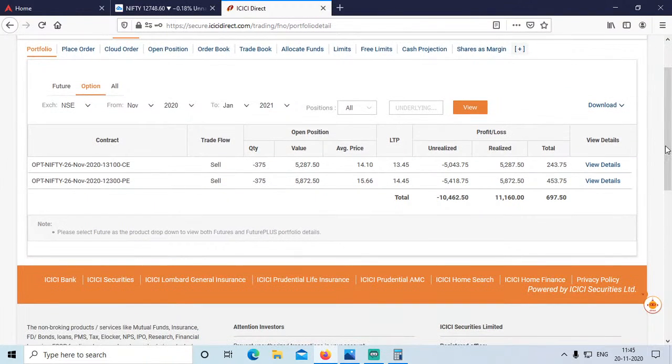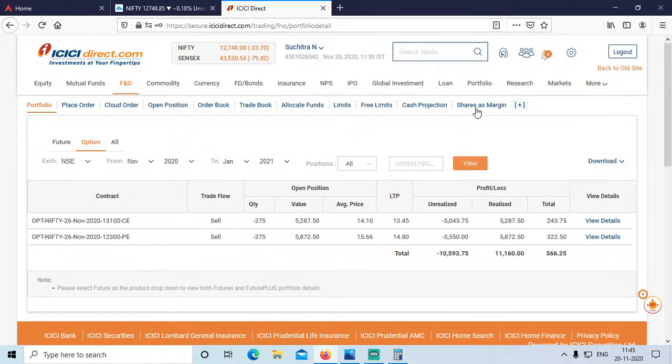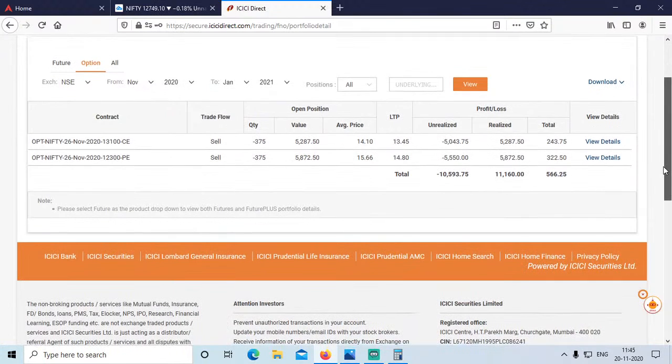See, 697. Because of the sudden crash, the profit got increased. People who all wanted to square up the position, you can square it up. See, in a matter of moments, 697 immediately came to 566. But we are getting profit on both sides. In call option selling and put option selling, in both we are getting profit.